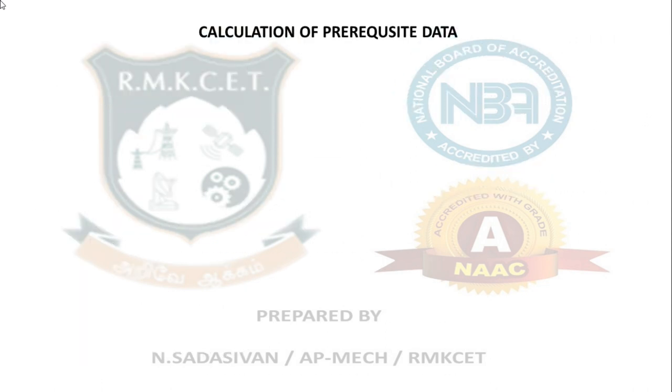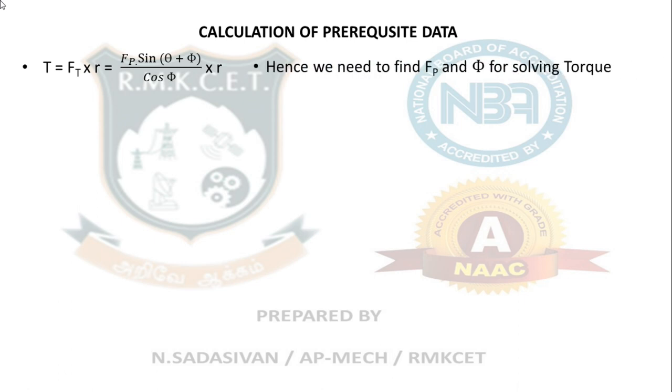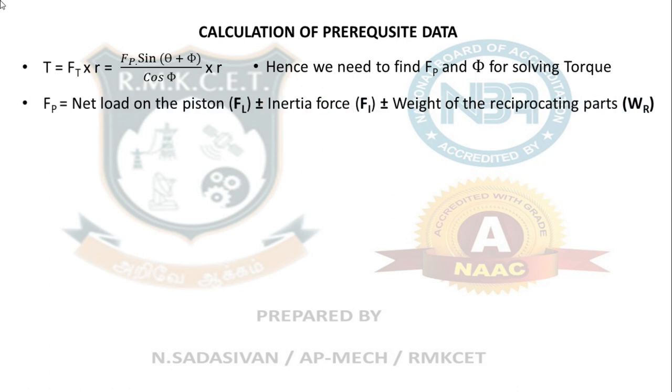Okay, let's move on. Calculation of prerequisite data. So torque formula, what is the formula for torque? Ft into R, where Ft is Fp sin of theta plus phi by cos phi, into R. So I need to find out Fp, piston effort, theta, phi and R. If you know all these values, you can straight away solve the answer for the problem. Therefore, we need to find out Fp and phi for solving the torque. Theta is given in the question. Okay, radius is also given in the question. Let us first find out the Fp.